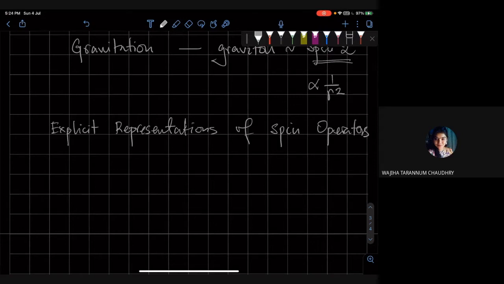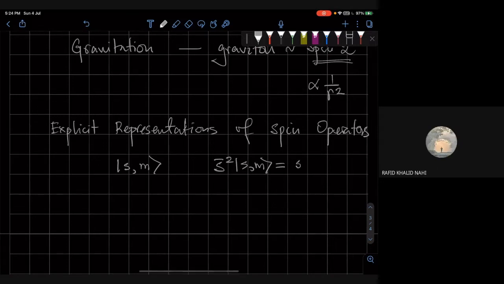Okay, so let us recall, suppose that we have a particle with spin s and z component of spin given by m. So what does this mean? That S squared acting on |s, m> is what? S times the eigenvector.